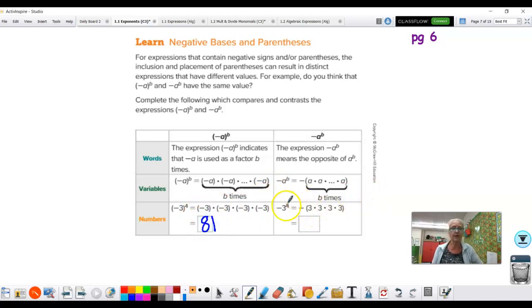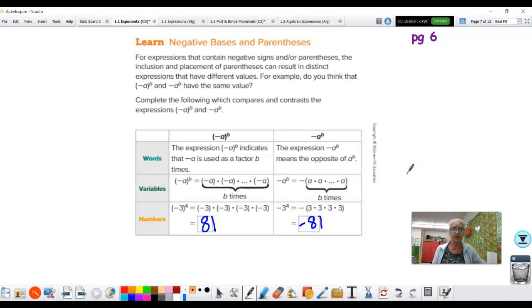But over here, because the -3 is not in parentheses, the 4 only acts on the thing it touches. So the 4 is only going to make the 3 appear 4 times, not the negative. So 3 times 3 times 3 times 3 is still 81. But in this case, this one little stray negative out here gives us -81. There's a big difference between positive 81 and negative 81.